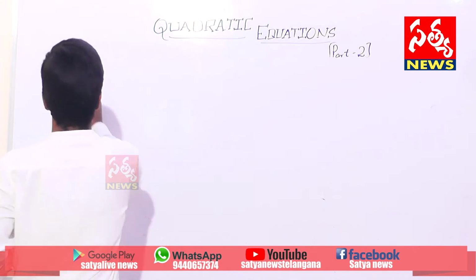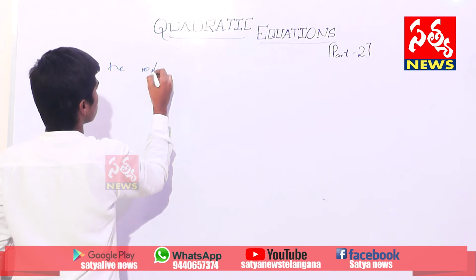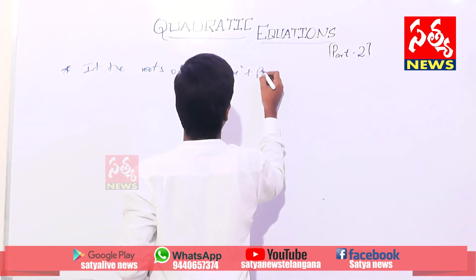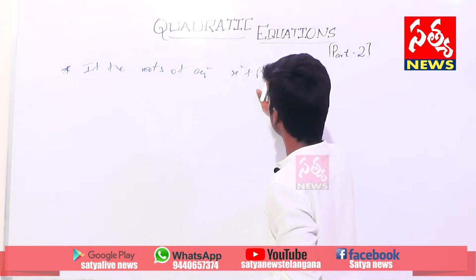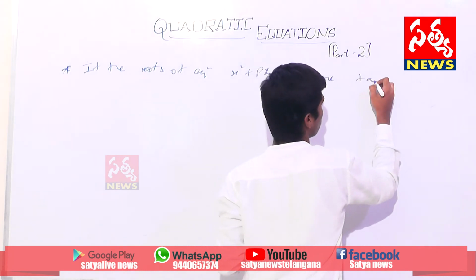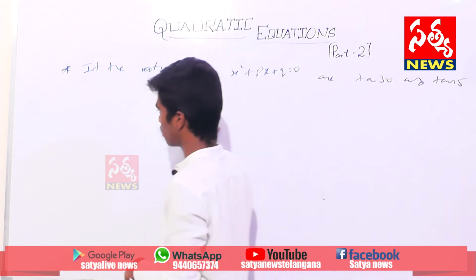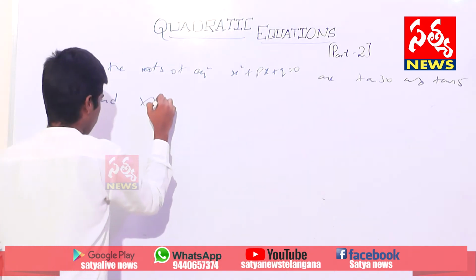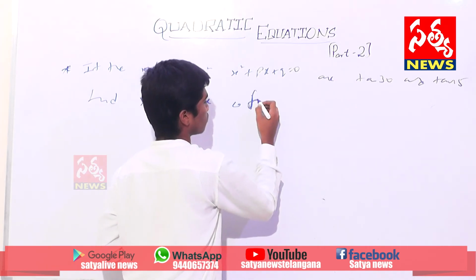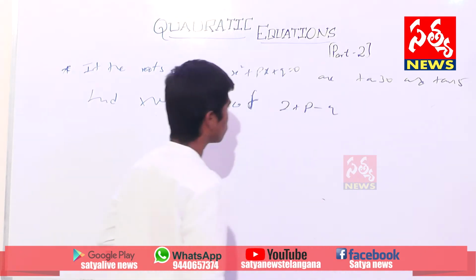Now the next problem is, if the roots of the equation x square plus px plus q is equal to 0 are tan 30 and tan 15, then find the value of 2 plus p minus q. Okay.